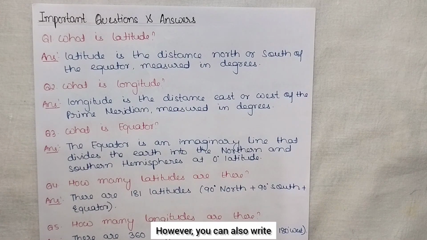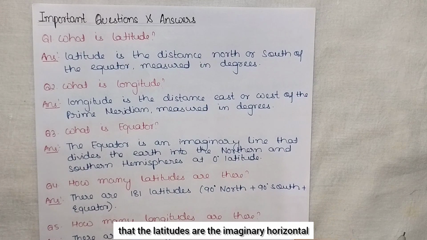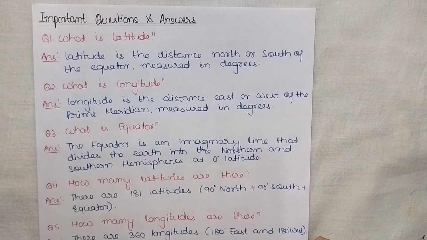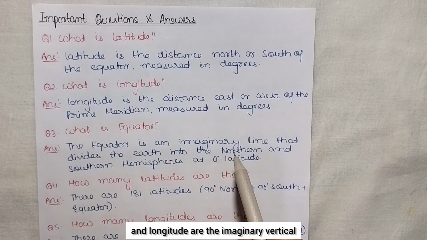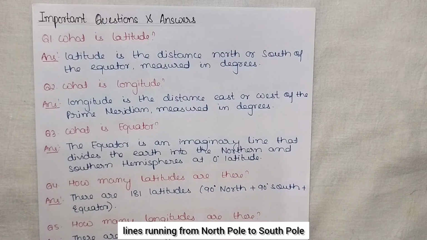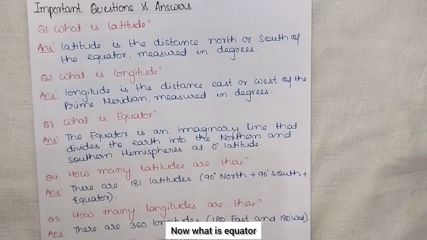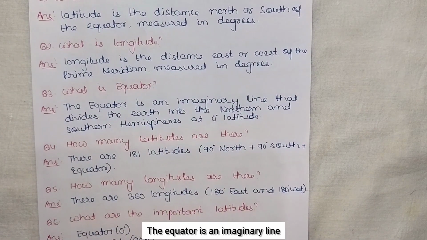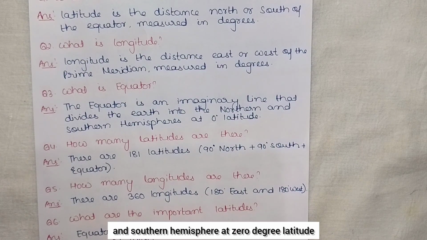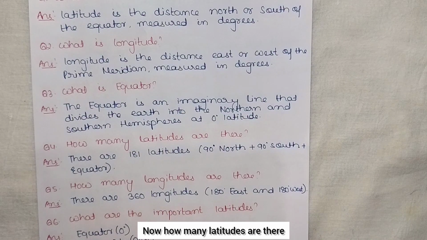However, you can also write that the latitudes are the imaginary horizontal lines drawn parallel to the equator, and longitudes are the imaginary vertical lines running from North Pole to South Pole. Now, what is the equator? The equator is an imaginary line that divides the earth into northern and southern hemisphere at 0° latitude.